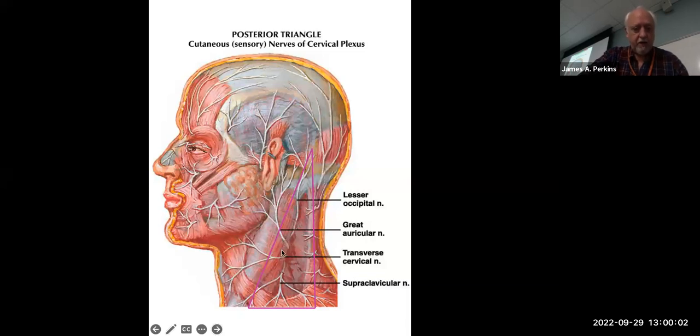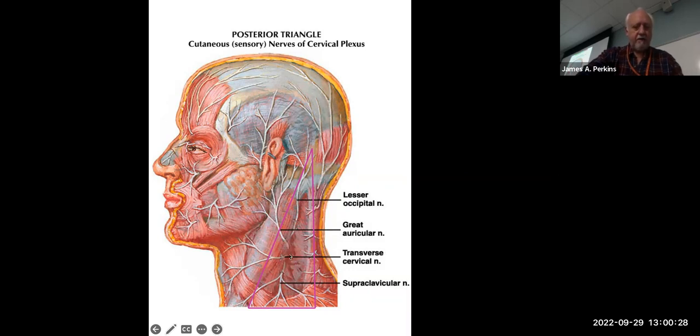There's a great auricular nerve, which runs vertically on the outer surface of sternocleidomastoid. And it's usually running with a vein. There's a vein called external jugular vein that also runs vertically along the sternocleidomastoid. So if you had that vein on the outside of the muscle, you might have the great auricular nerve running with it.